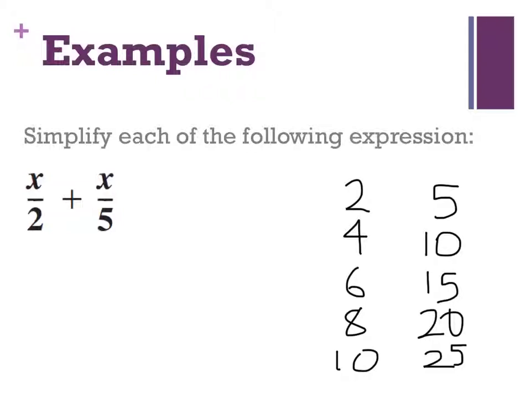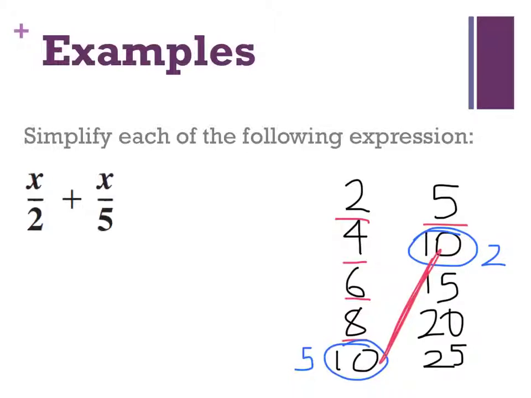And I know that 2 multiplied by 5 is 10, and 5 multiplied by 2 is 10. So I have a common multiple across those two, and that's 10. That's going to be my common denominator. Now, if I'm changing my common denominator to 10, I've multiplied 2 by 5 to get to 10. If I multiply the bottom by 5, I have to multiply the top by 5.